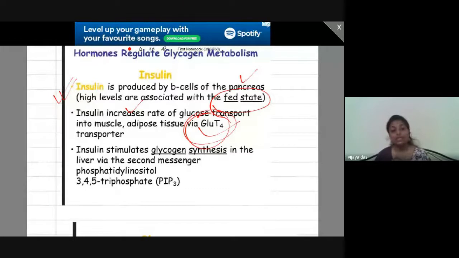अब मसल्स के अंदर आने के बाद what is this insulin going to do? It will activate the enzyme glycogen synthase so that the glycogen synthesis can take place. So that is how your insulin after you eat will help your muscles to build up the glycogen.